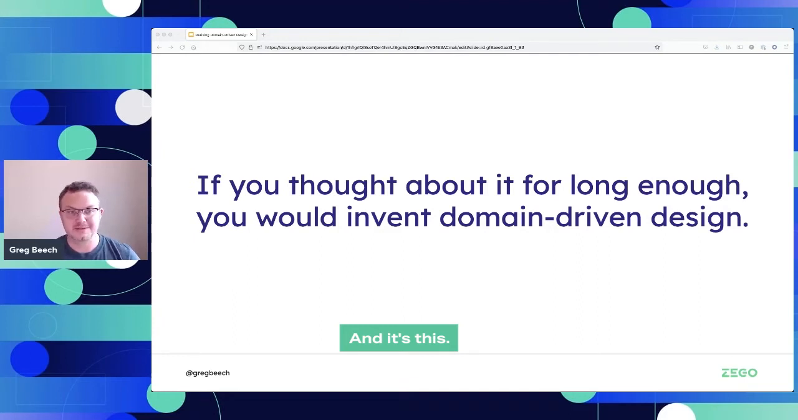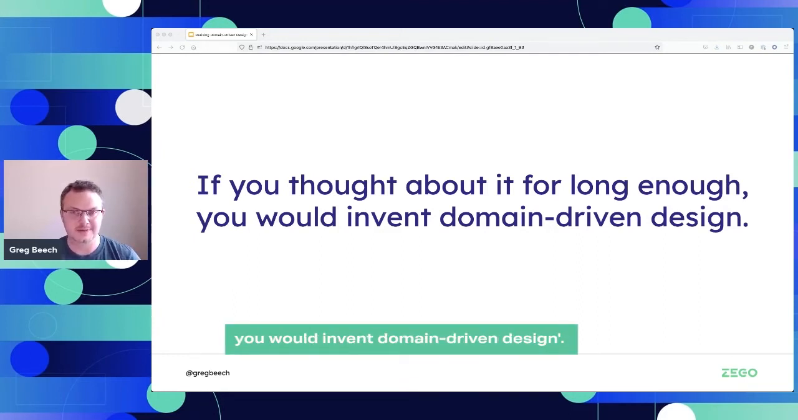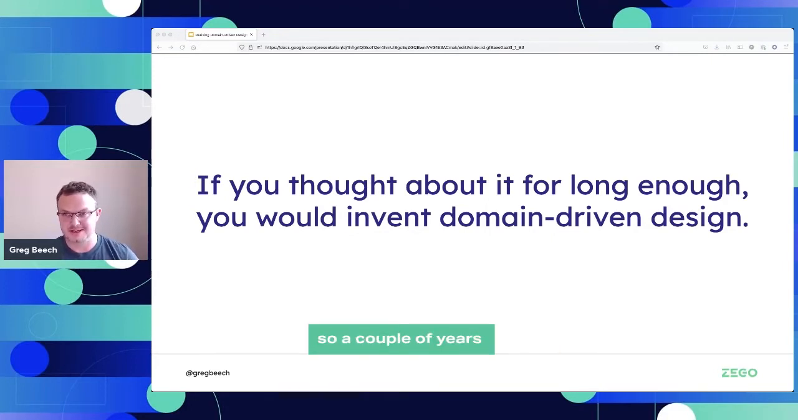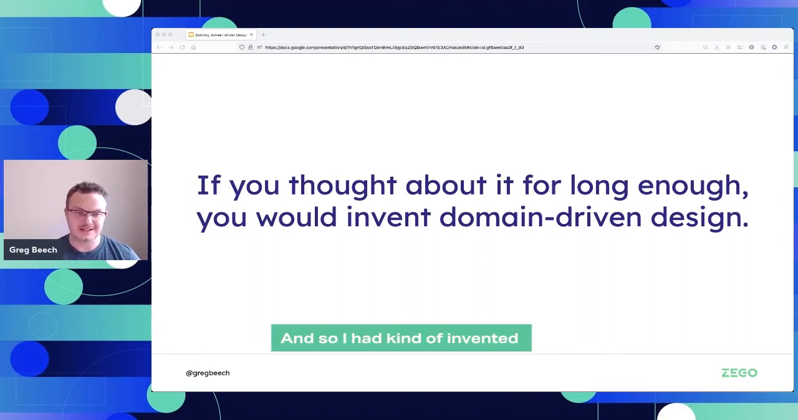And it's this: if you thought about it long enough, you would invent domain-driven design. So Eric Evans' book on domain-driven design was published in 2003, so a couple of years after I started writing software. But as with many good things, I didn't discover it until probably about 10 years later, something like that. And by that time, I'd spent a lot of time writing software, thinking about software, and so I'd kind of invented quite a large part of domain-driven design myself, but in an ad hoc, informally specified, bug-ridden kind of way.